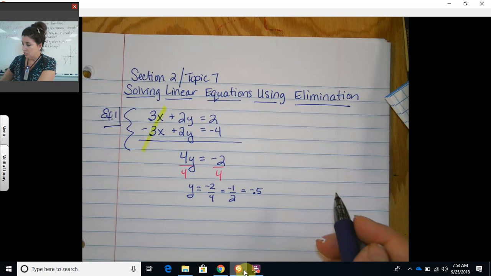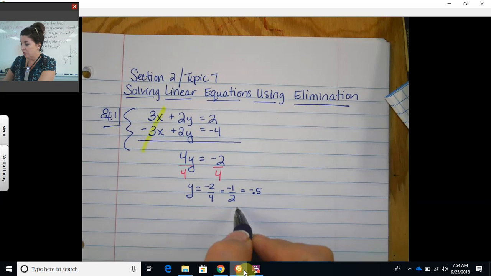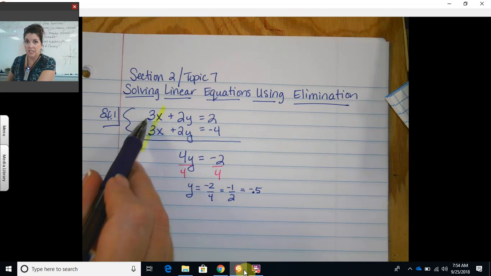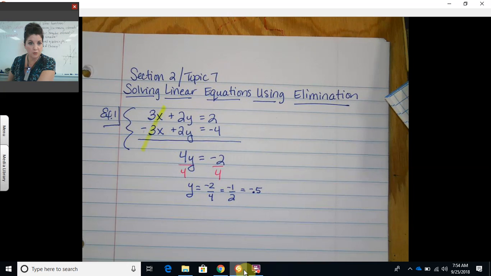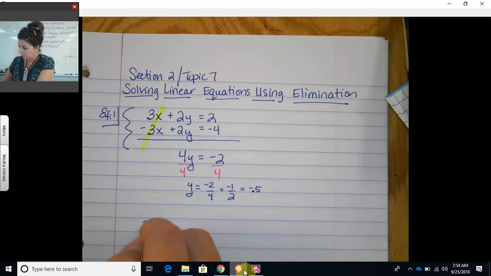Yeah, so if I know y is equal to negative 1/2 or negative 0.5, just substitute that into either of your original equations and solve for x. It does not matter which equation you plug it into. Do you have a question? It doesn't matter which equation you plug it into. Alright, so I'll just use that top equation.